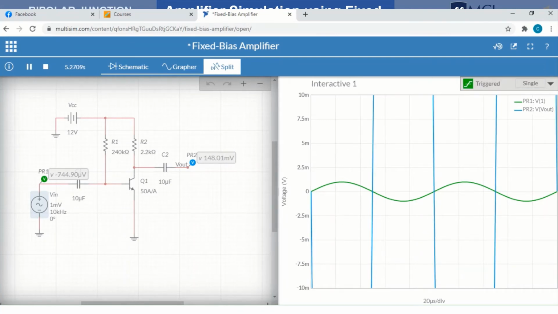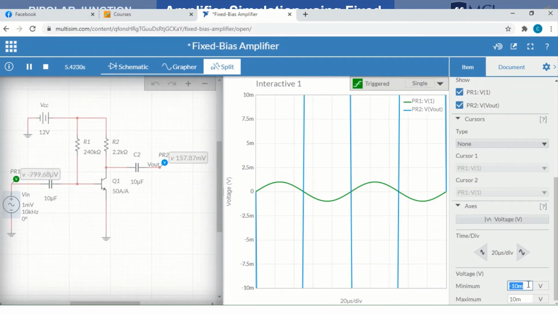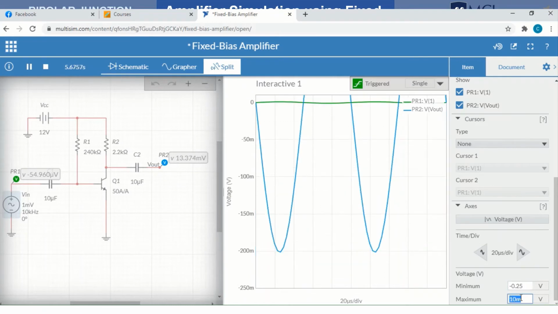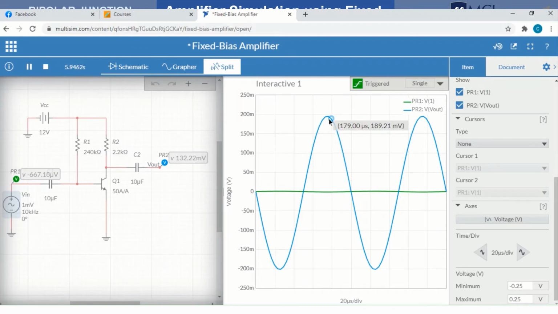So let's go back to the original range. Okay, so there you are. The maximum value of the output is, as you can see, near 200 millivolts, while the input is just 1 millivolt. So there is an almost 200 times amplification that happened here for the AC signal.